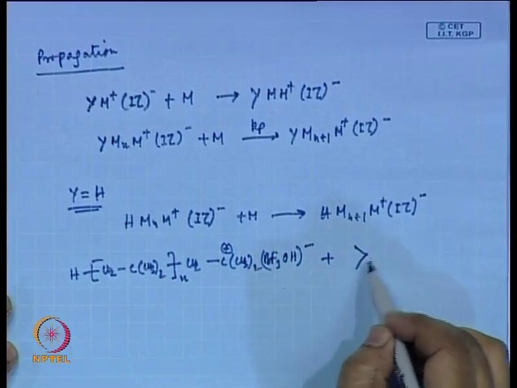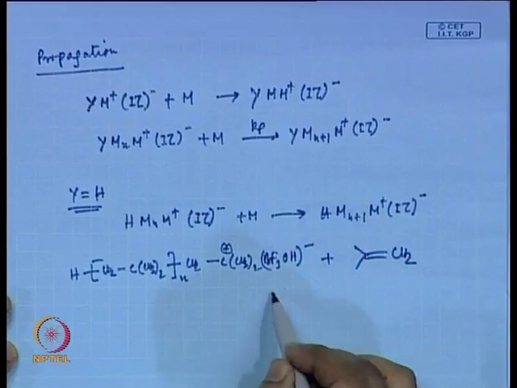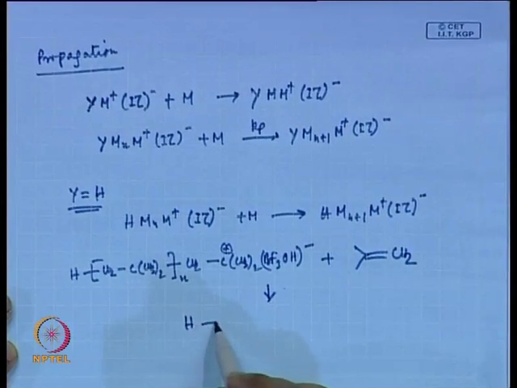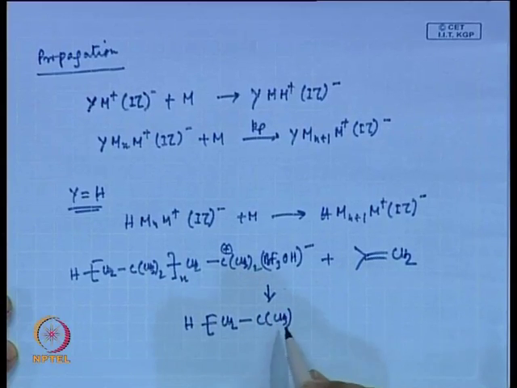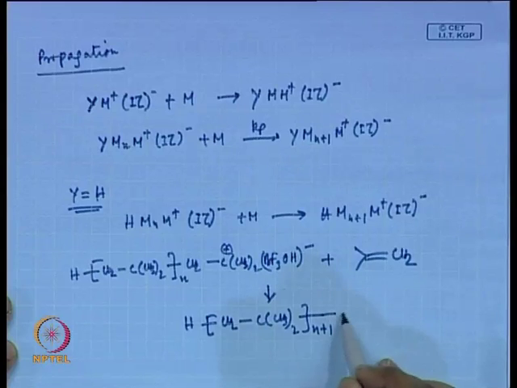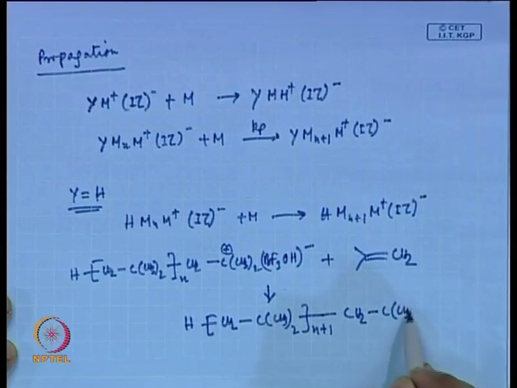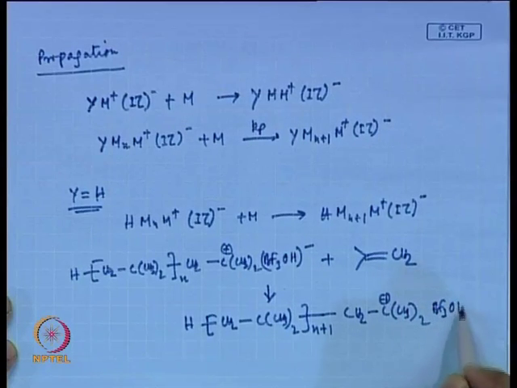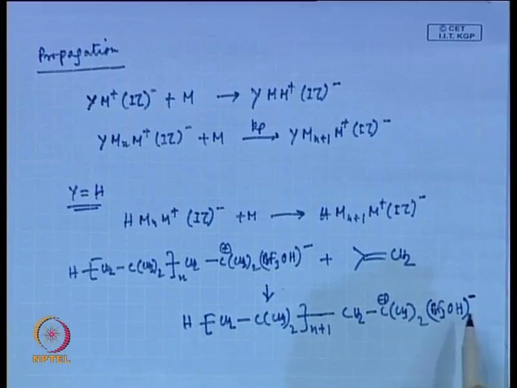This, on reacting with isobutylene, produces the next propagating species. Okay. So, these are the examples of the propagating steps.